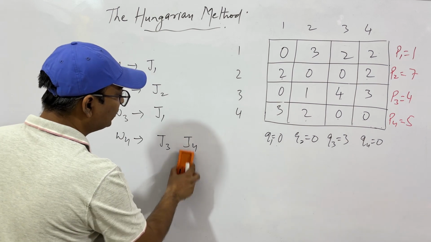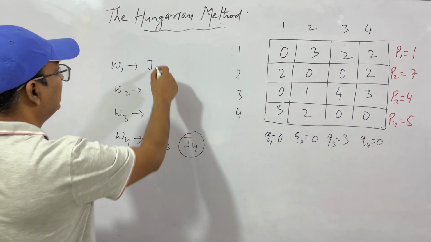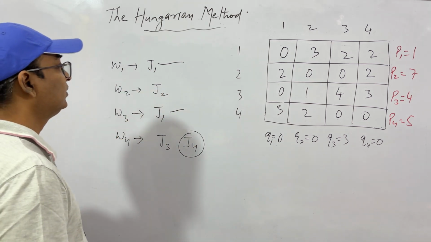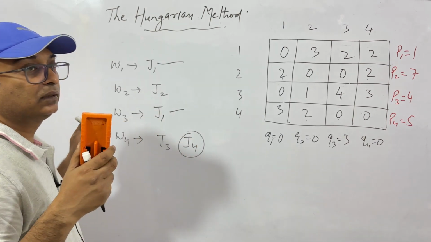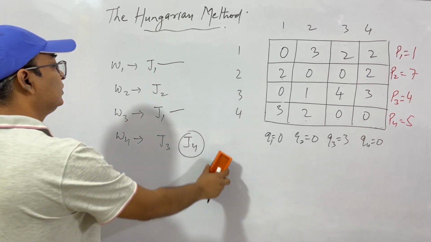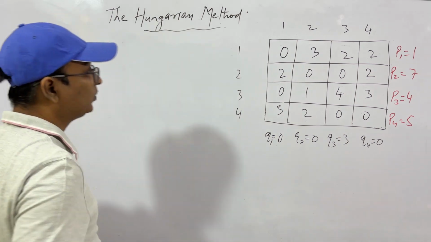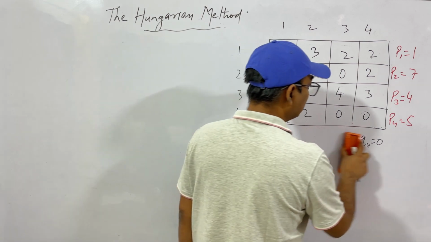But what about J4? No worker will be left for this assignment. Similarly, W1 and W3 both want J1, so we have one job and two workers. So this is not the optimal solution. Up till now, in our last example, we had found the optimal solution. What if this is not the optimal solution? Then we go to our next step.